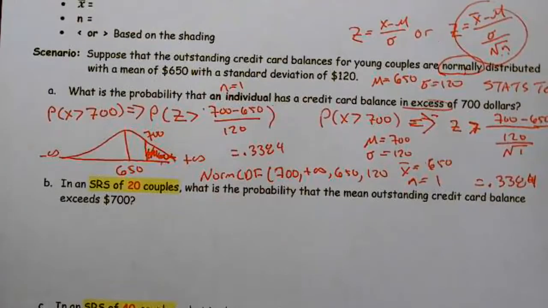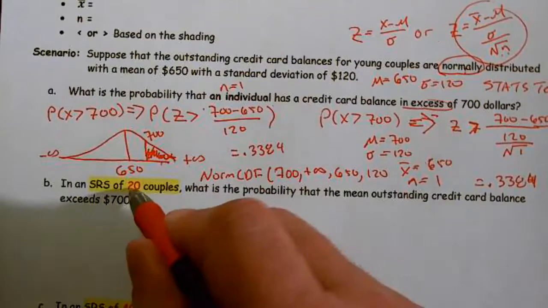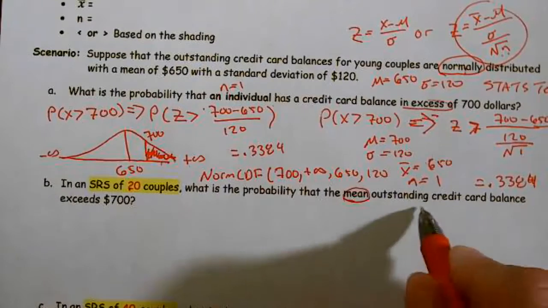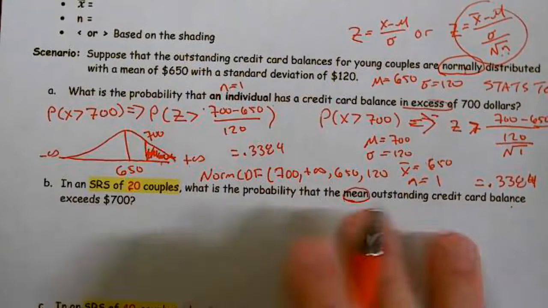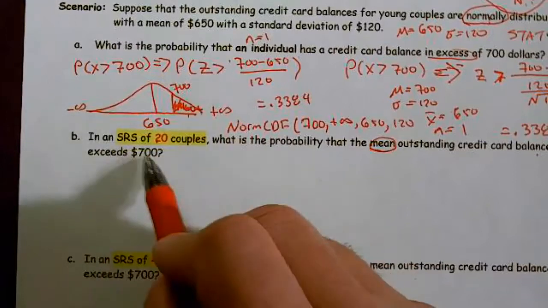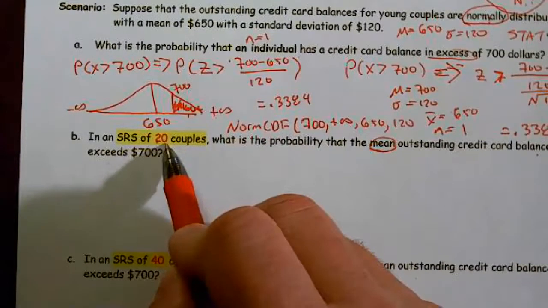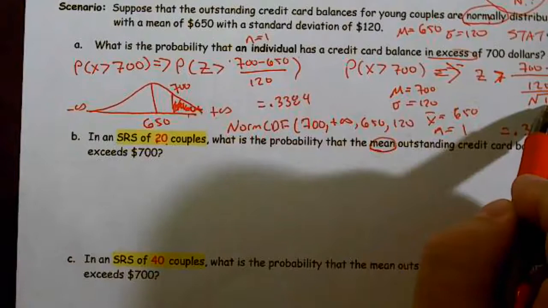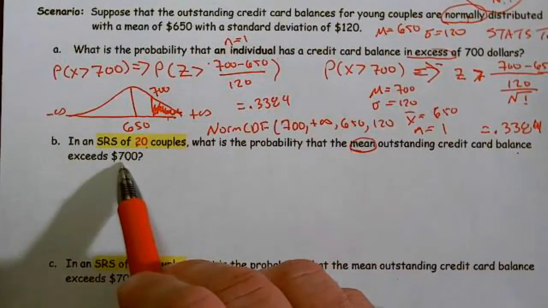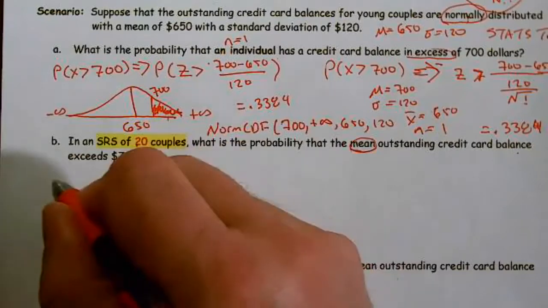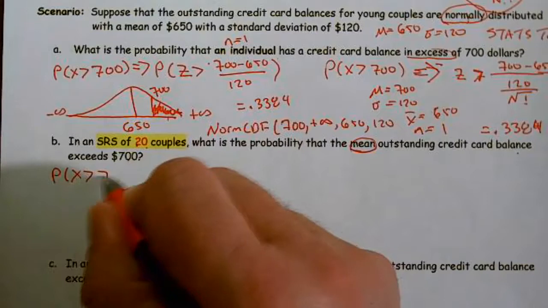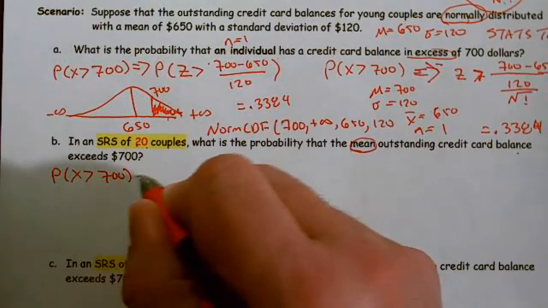So in a simple random sample of 20, so now we have a group. What's the probability that the mean outstanding credit card balance exceeds 700? All right, so we still have exceeding 700, but now we change from a sample of size 1 that we had over here to a sample of size 20, and let's see what happens.